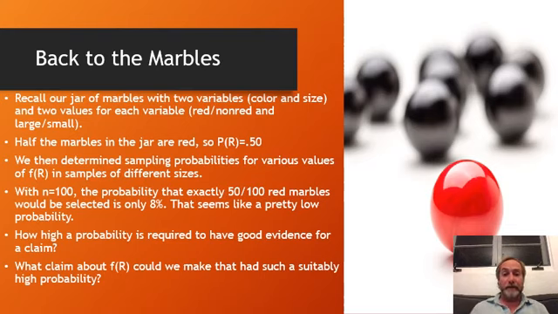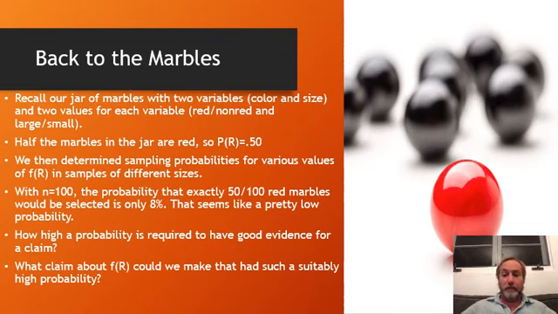We then determine sampling probabilities for various values of FR and samples of different sizes, right? So we've already done that in the last lectures. We know that, for example, when the sample size is 100, when n equals 100, the probability that from a sample of 100 exactly 50 would be red is 8%. And that feels like a low probability, being that that is the actual probability in the population. The relationship between our sample and the population is not super helpful if that's the case, right?